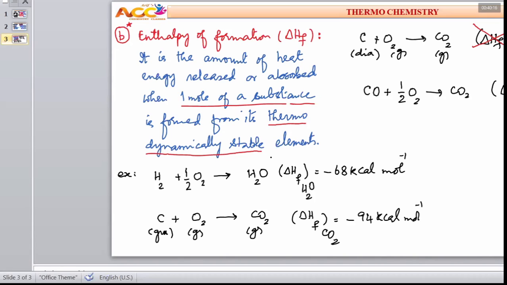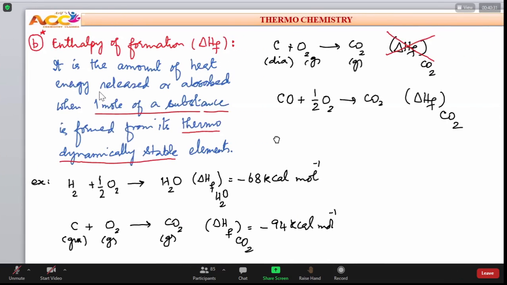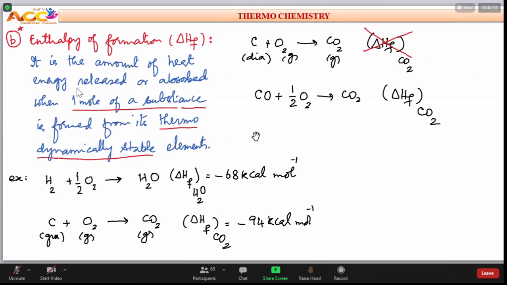Put some pressure on your brain. Why false? When you are saying false, I am very happy. But when you are saying thermodynamically not stable, I am very much unhappy. Can you please tell me why it is false? Anybody? Yes, Ishaq is saying carbon monoxide is not an element. Excellent, excellent. One mole is formed, definitely. But is it an element? No, sir. It is carbon monoxide.